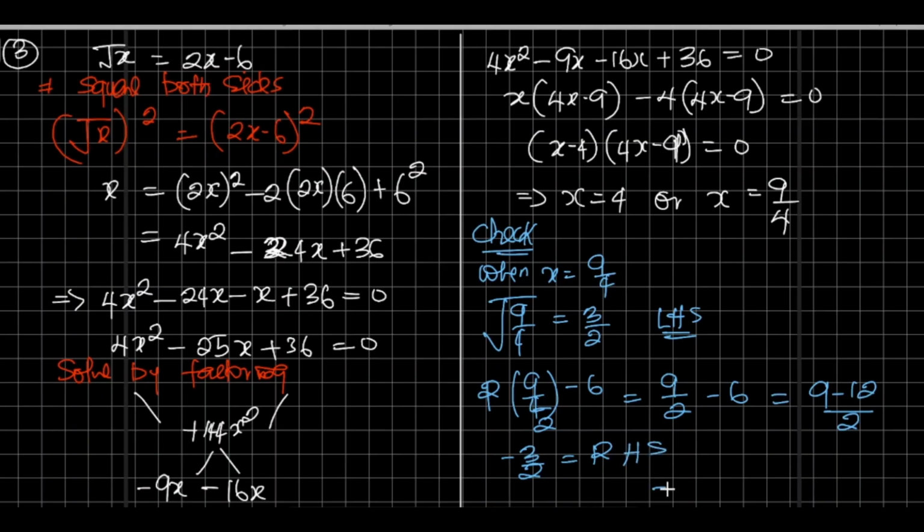So this is not correct because LHS equals 3 over 2, which is not equal to RHS, which equals minus 3 over 2. So you can see that the condition does not satisfy. So we need to check for x equals 4.